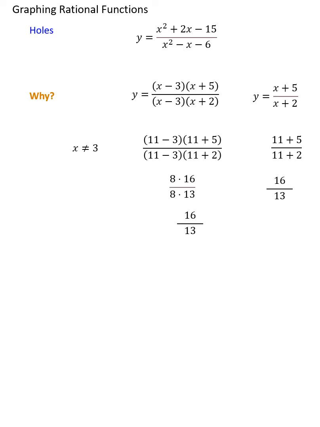And so, granted, I picked a kind of random number here of 11, and you probably are wondering, why did he pick that? Well, I just wanted to pick any number that isn't 3. And I think that this sufficiently makes the point that if x isn't 3, then the original function and the reduced function are going to have the same value.